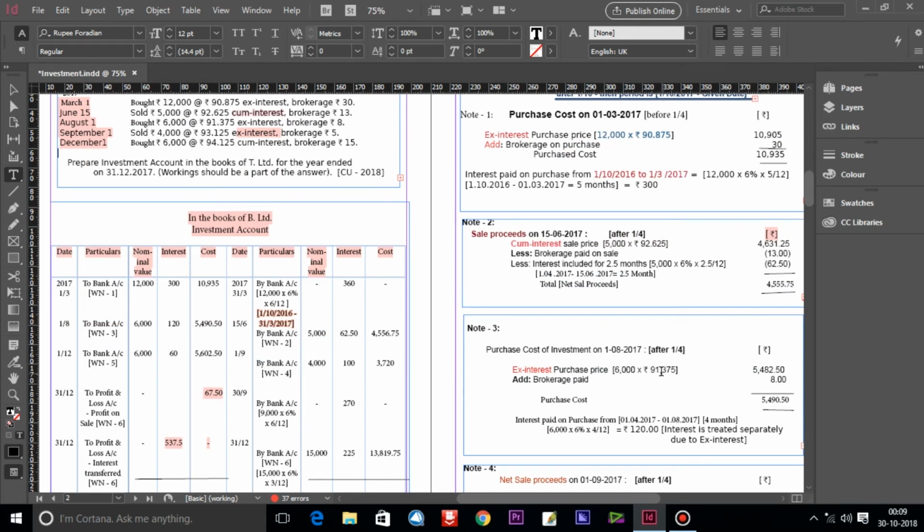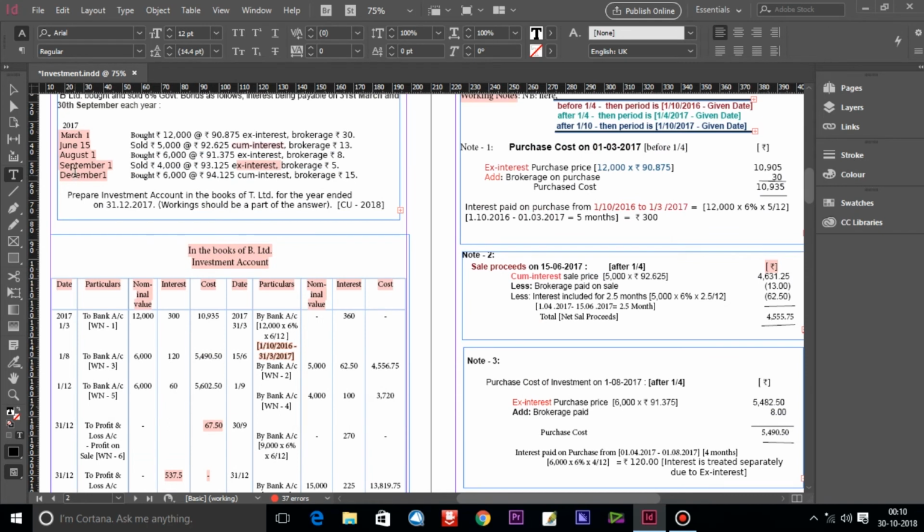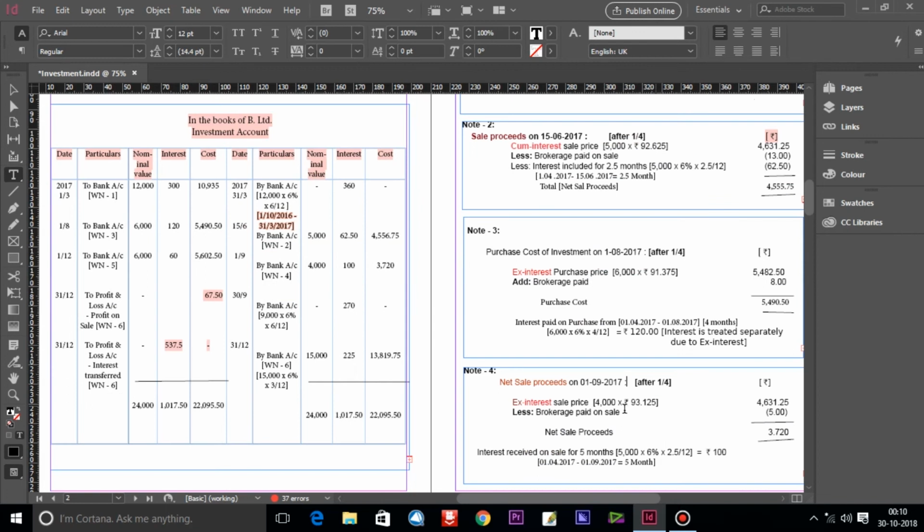We got this idea under note 3. Now under note 4, it is happening on 1/9/2017. 1st September means 1/9/2017. Therefore, 4,000 into 93.125, we got the amount 4631.25, less brokerage because it is a sale concept.